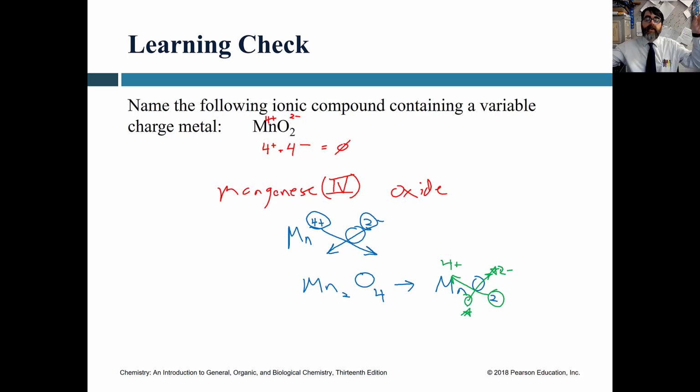So the crisscross trick is great for going from a name to a formula. It doesn't work so much going from a formula to a name when you have these charges involved. You really kind of have to just do the math here. Not that it's hard math. I will point out that all the examples we've done so far here, we have only had one metal. That is super common. However, there are some situations where you have more than one metal.